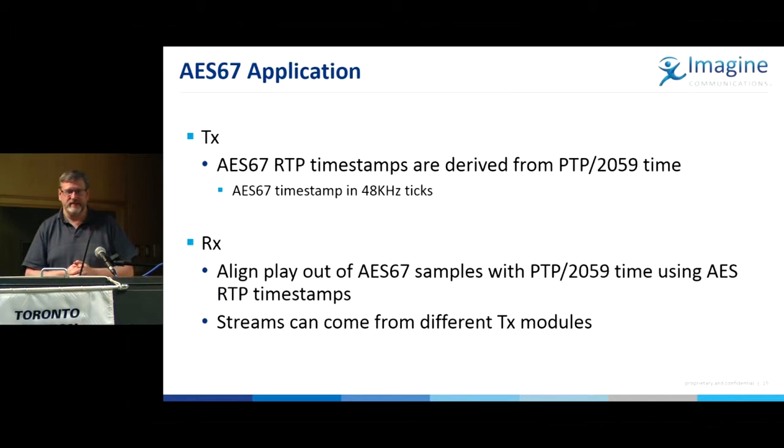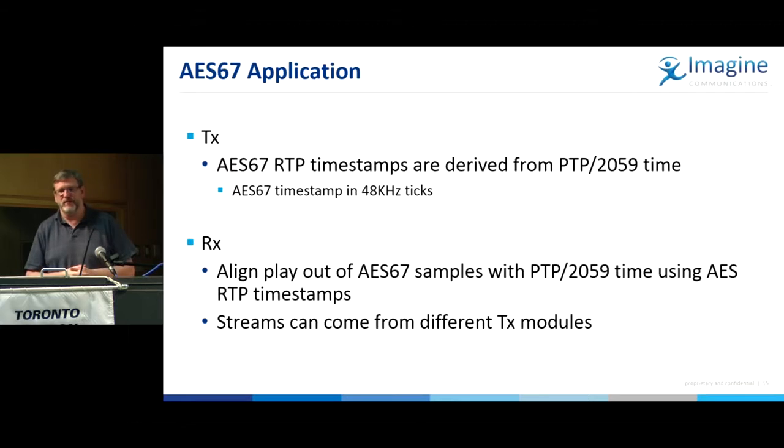Okay, so in the AES67 application, I have conceivably different microphones, different sources. I want to send those across my network, and I want to be able to reassemble them all together. So I want to have all my audio line up together nicely at my receiver. So how am I going to do this? How am I going to use my PTP, my 2059, to allow me to implement that application?